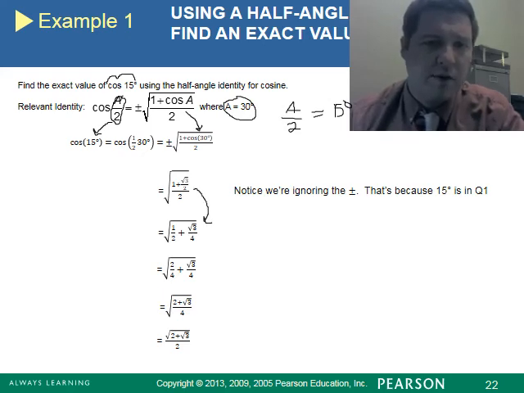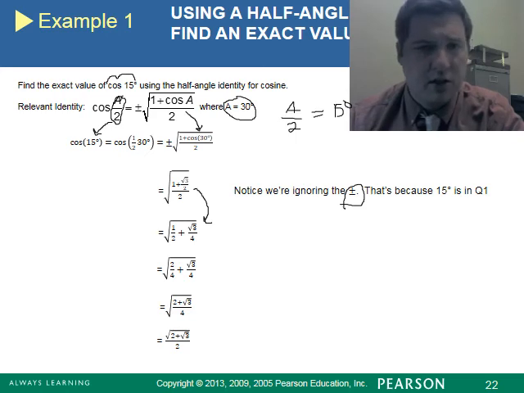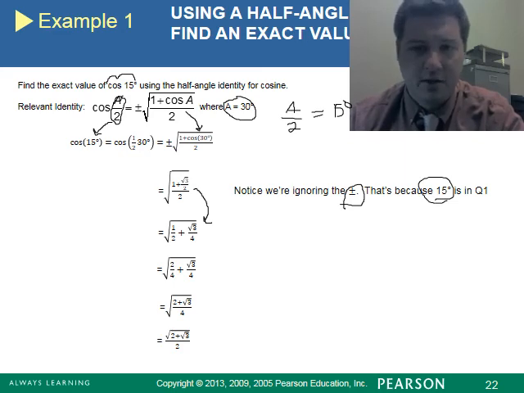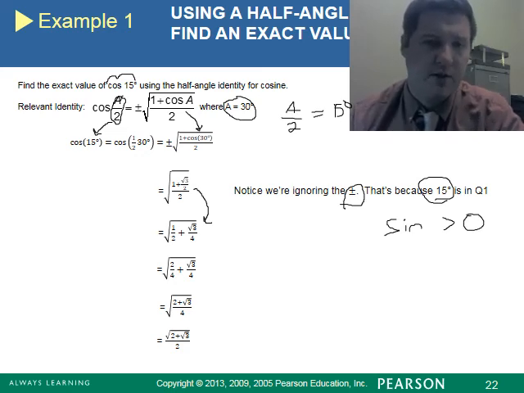What I did from here to here, first off, notice that we're ignoring the plus or minus there. They told us the angle is 15, and we know that's in quadrant 1, and so sine has to be positive. It has to be greater than or equal to 0 in quadrant 1. So I just ignore the plus or minus. I just chose the positive value.